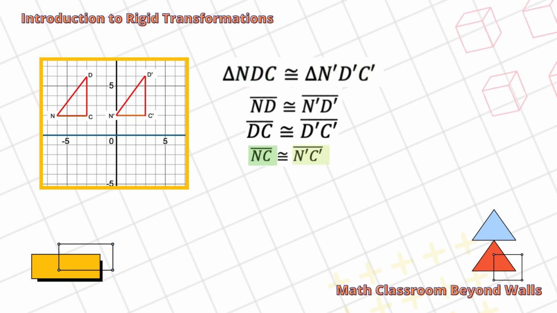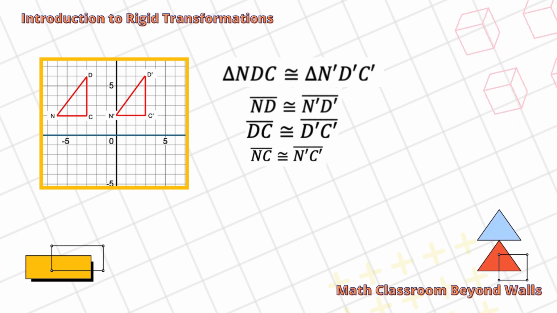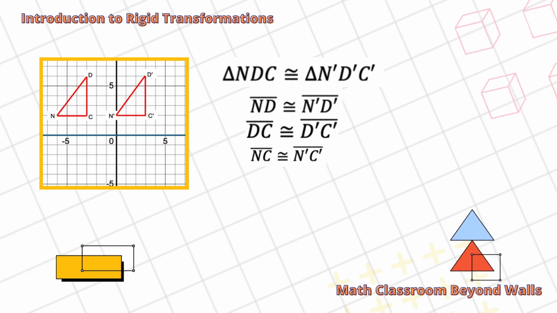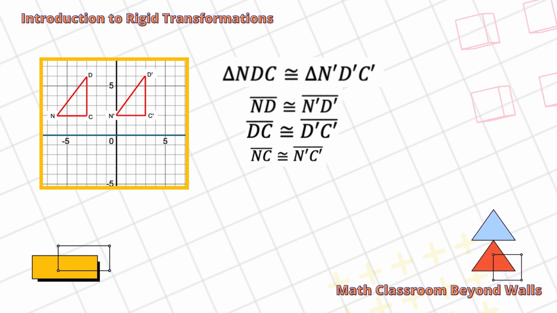It is the same thing for the angles. First letter of the pre-image corresponds to the first letter of the image. The second letter to the second letter, and so on. So angle N and angle N prime are corresponding angles and are congruent. Hence, we can write this congruent statement.